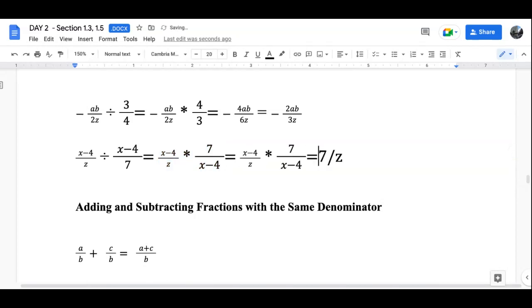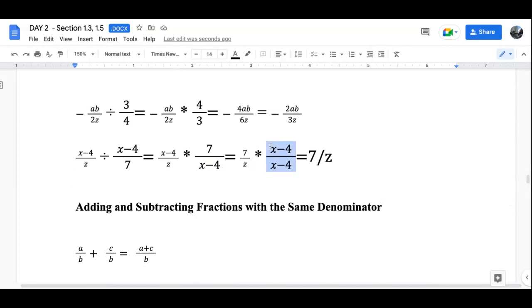Let me do one more step to convince you. We can rearrange this because it's multiplication. What's special about multiplication? It's commutative, which means we can switch the order. The 7 times x minus 4 can be written this way, z times x minus 4 can be written this way. So we have x minus 4 over x minus 4, which is 1. In the end, you'll get 7 over z.